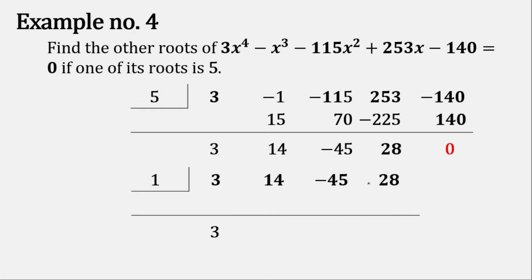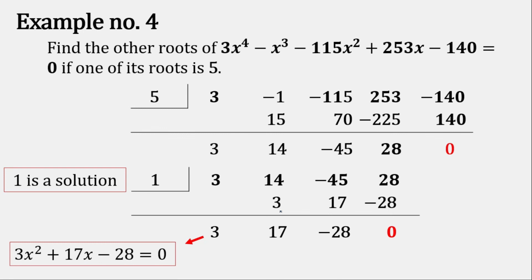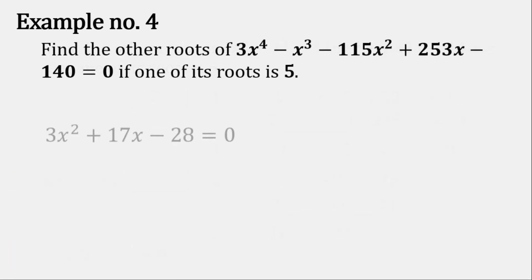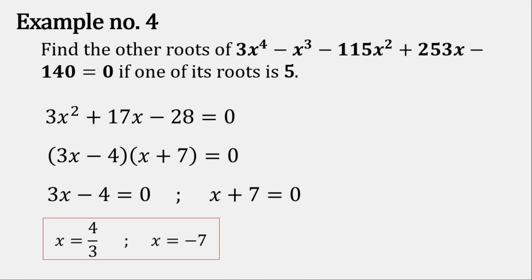number to check if it is a possible root, if it is a real root. Then when you get to 0, that's the time you can say that it is a solution. So now it's in quadratic trinomial. So you could just factor this out and you get 4 over 3 and negative 7 as the values of x.